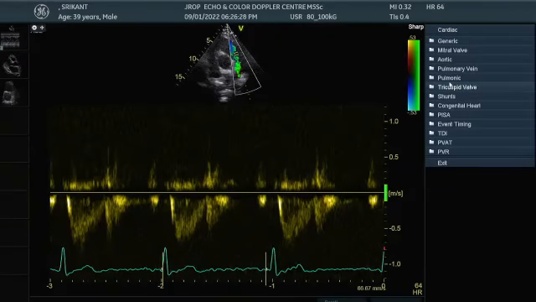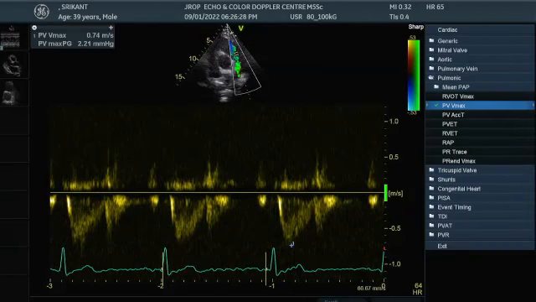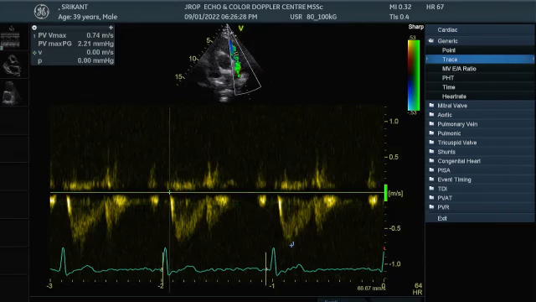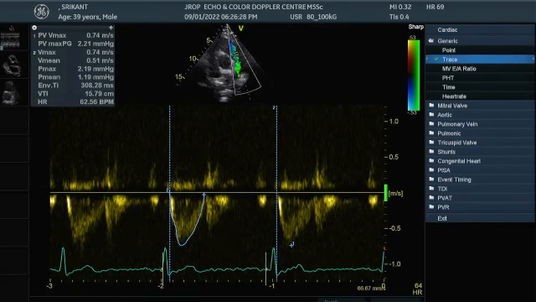And normal pulmonic flow is anything less than 0.9 meters per second. This is 0.9 meters per second. At the same time, we can trace this pulmonic flow to get pulmonary artery VTI. So I'm going to go to trace and trace this pulmonic flow to get the pulmonary artery velocity time integral. And velocity time integral is nothing but the distance with which the blood is pushed with every stroke.